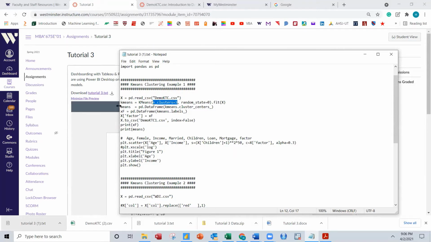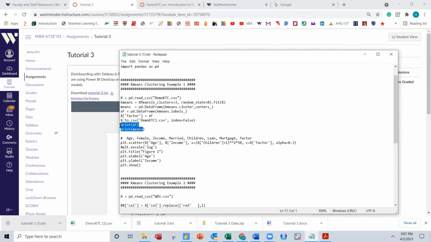And this right here are the 3 means. These are the 3 means right there. And these are the factors, that new column. This adds that factor column, the zeros and the ones and the twos, right? This adds this column to our X matrix. And then this saves it as demo KTC1, not demo KTC, right?